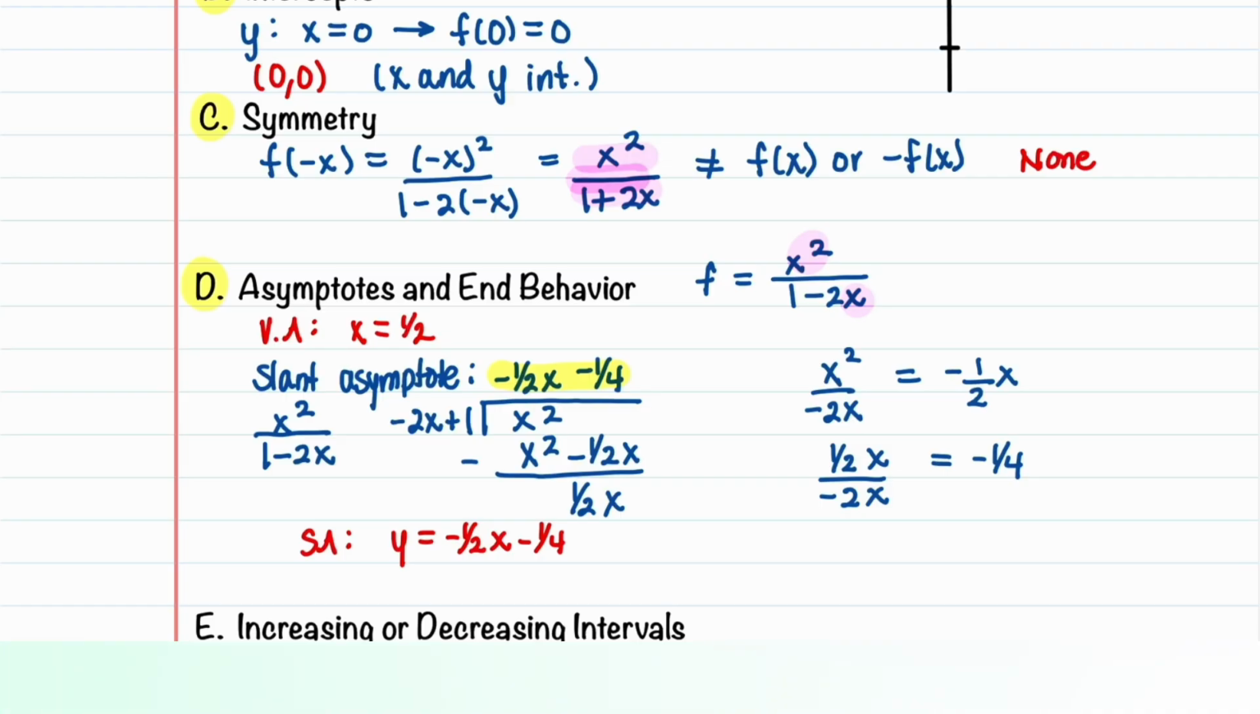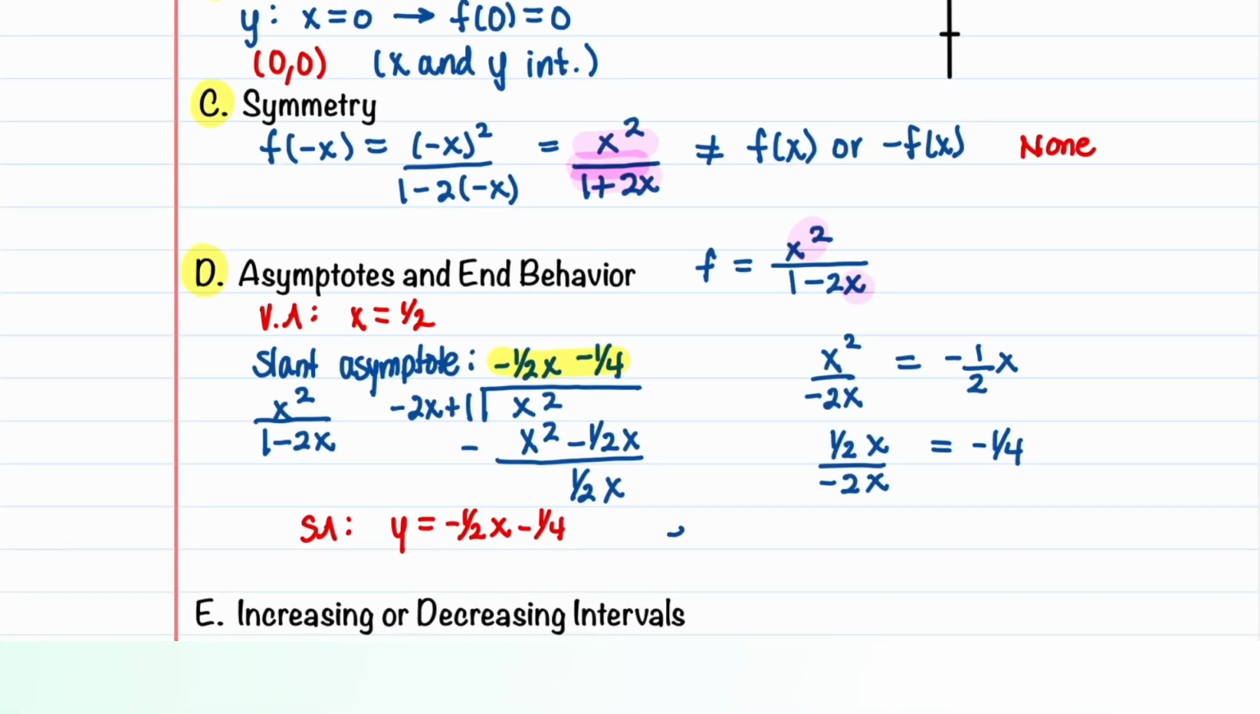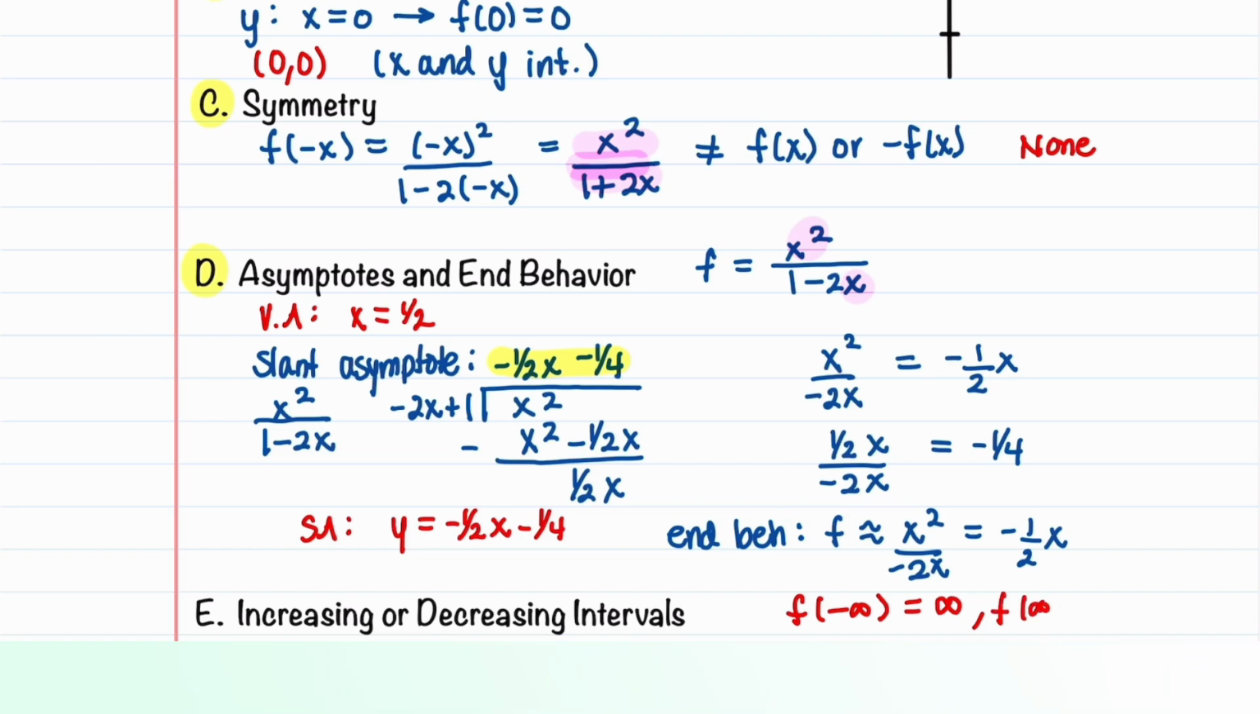Now we also have to think about end behavior. To find the end behavior, let me write this down. We only need to look at the leading term in the top and the bottom. So we can say f is approximately x squared over minus 2x, and this is minus 1/2 x. As x goes to minus infinity, we're going to have minus 1/2 times minus infinity, so that's infinity. And then as x goes to infinity, f is going to go to minus infinity.